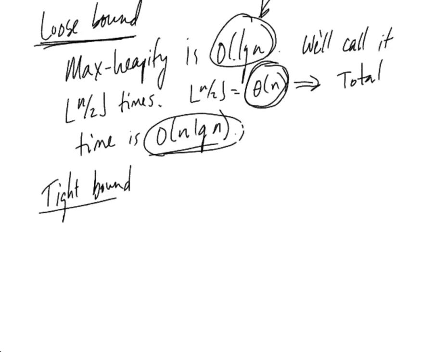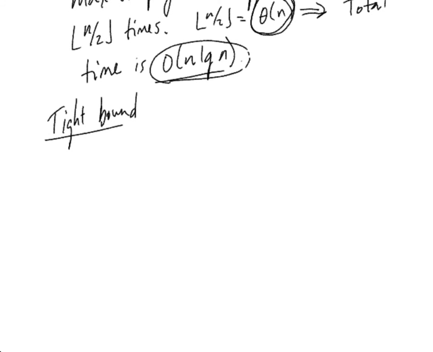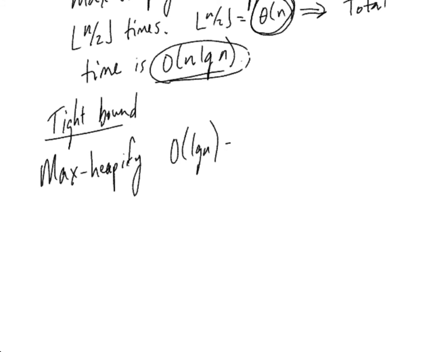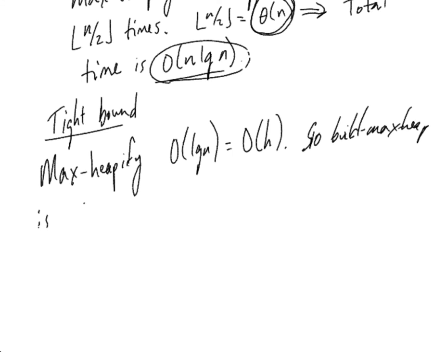Well, it turns out that we can show that max heapify, as we had before, is order log n, but it's also order h, where h is the height of that node. So if we term it that way, we can say build max heap is, and we're going to iterate over the heights, from height 0 to the floor of log n. So we're going to iterate for each level.